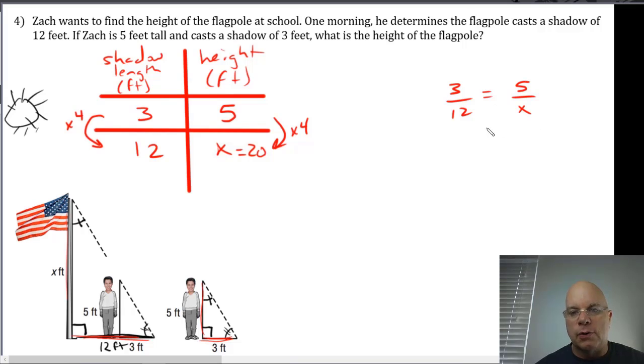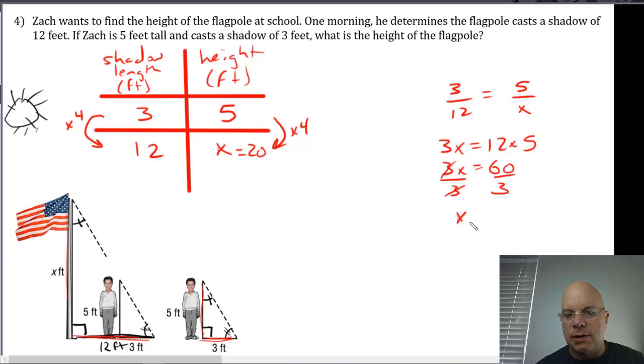then write your cross product equation. 3x is equal to 12 multiplied by 5. So 3x equals 60. Then you would divide both sides of the equation by 3 to reveal 1x or x. It also gives you 20, so 20 feet would be the height of the flagpole.